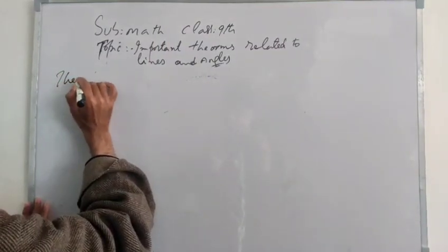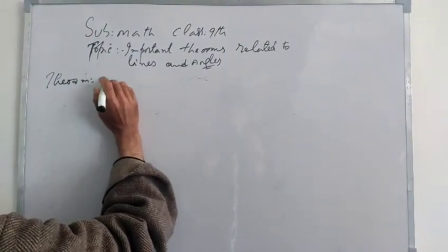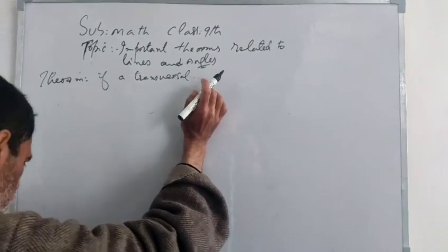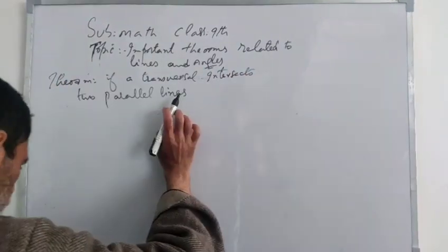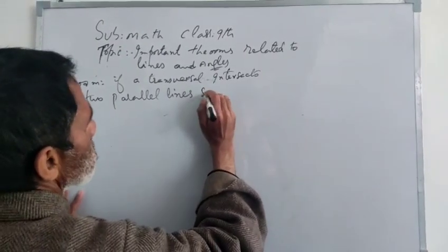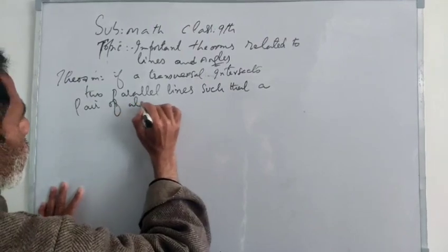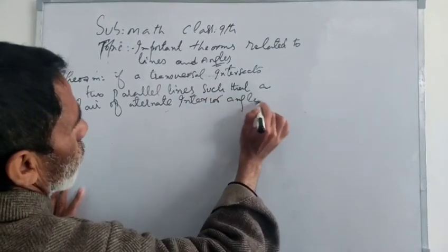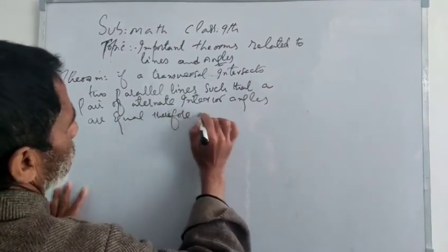This theorem should also be remembered, which states that if a transversal intersects two lines such that a pair of alternate interior angles are equal, therefore the lines will be parallel.